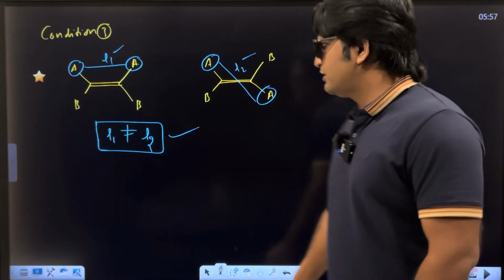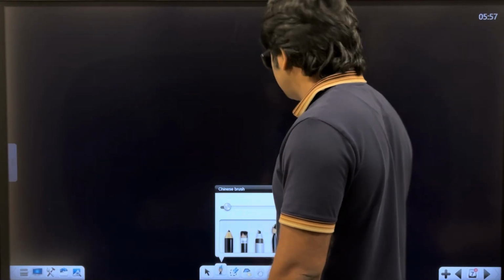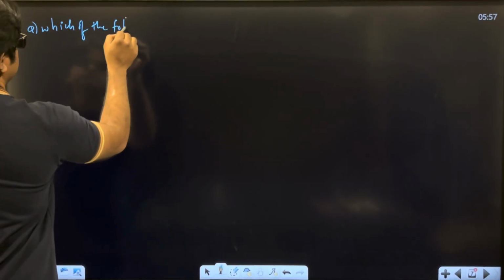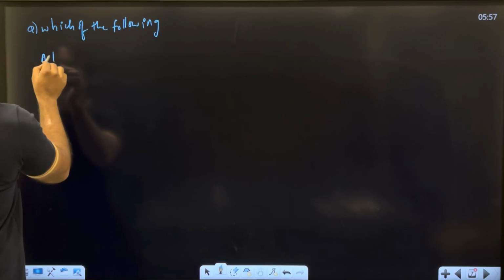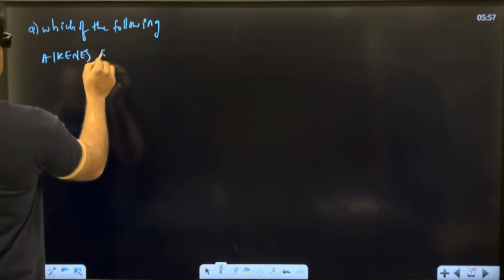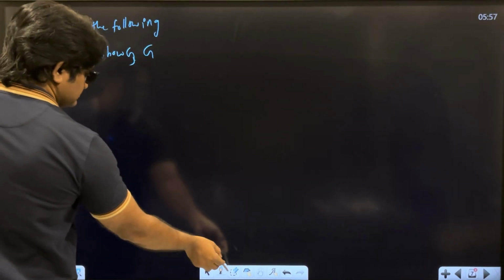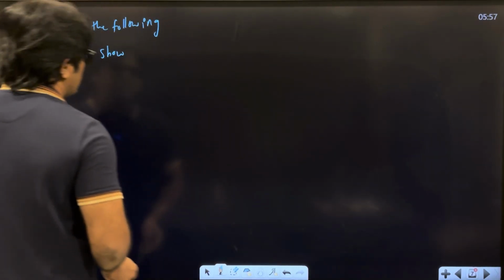On the basis of that, now tell me: which of the following alkenes shows geometrical isomerism? First, let me complete alkenes, then we'll go for oximes.